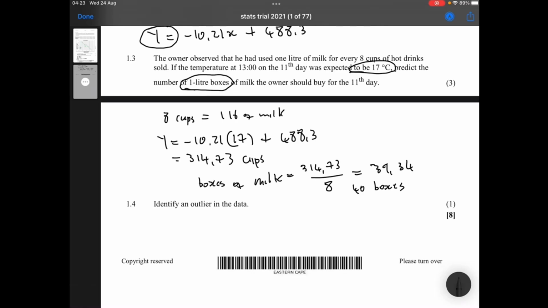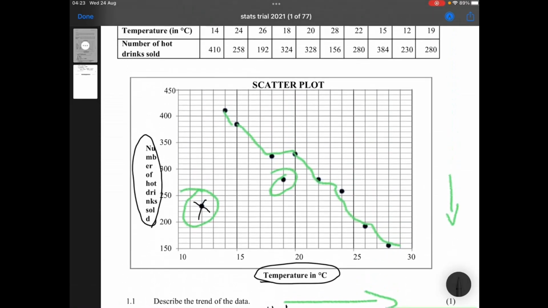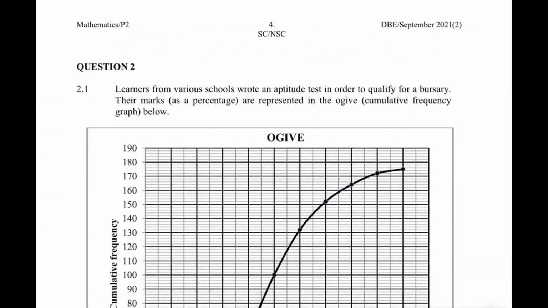And then 1.4 says let's identify an outlier in the data. Let's go to our scatter plot. You can see clearly this point here that I've circled, that is very far away from the other points. And then apart from that, it sort of goes against common sense, right? Because the temperature is really low here, but the number of hot drinks that are sold are also very low, which doesn't make sense.